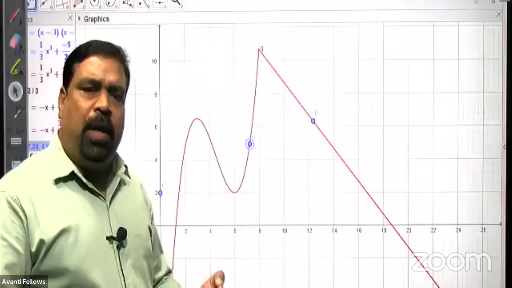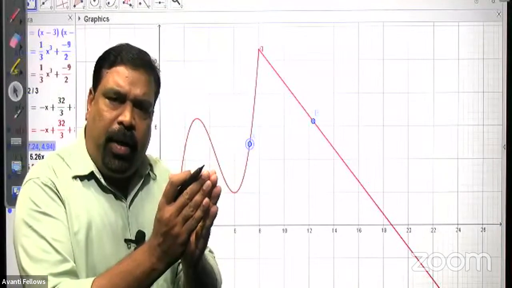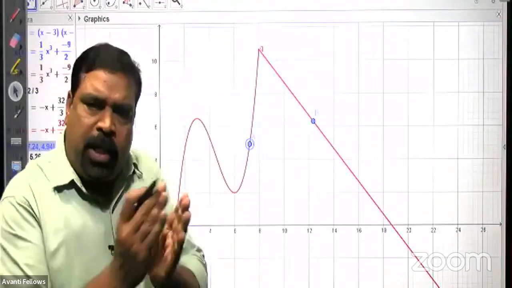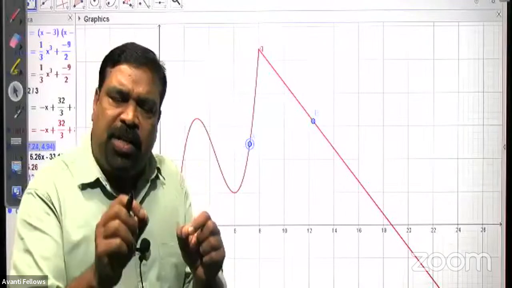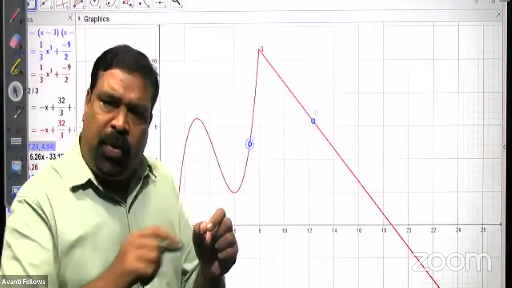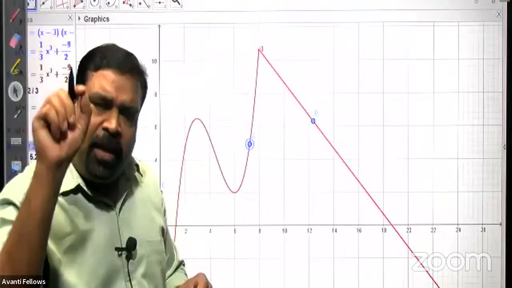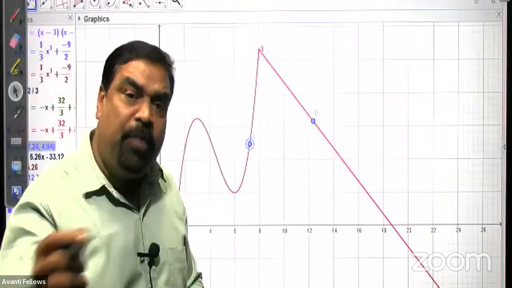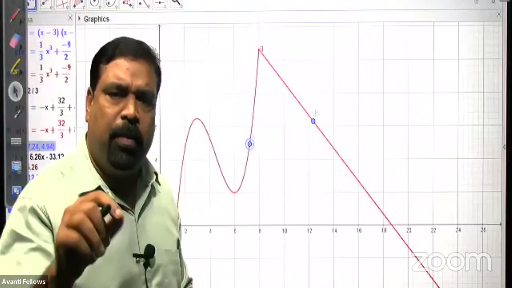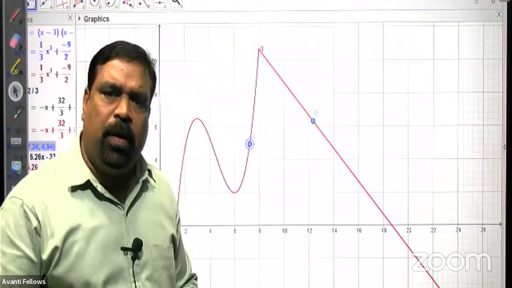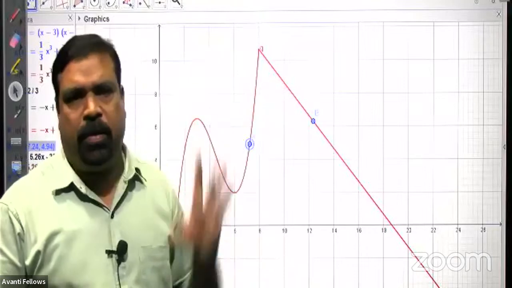So at a critical point, suppose just left side of that critical point the derivative is negative, and just right side of that critical point the derivative is positive. That means f dash x changes its sign from negative to positive. That indicates that it is a point of local minimum, local minima. Minima is the plural of minimum actually. Clear? So this test is known as the first derivative test.